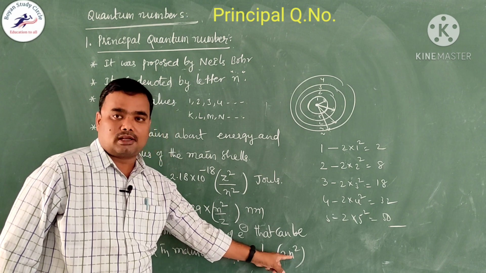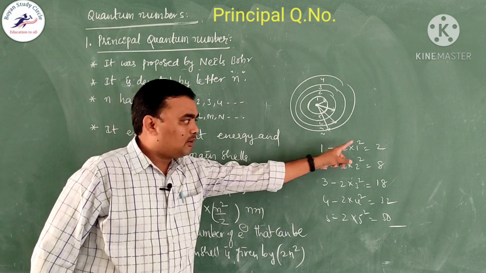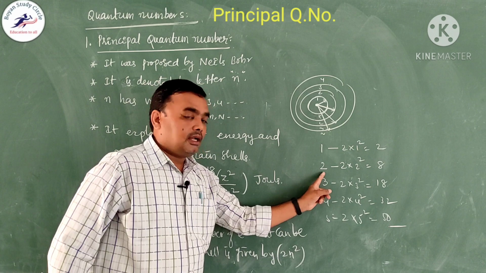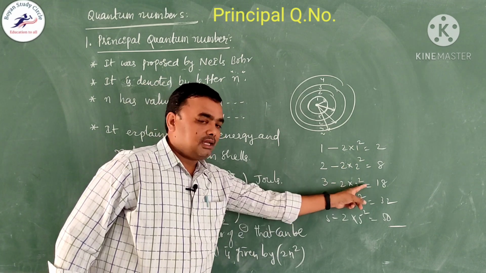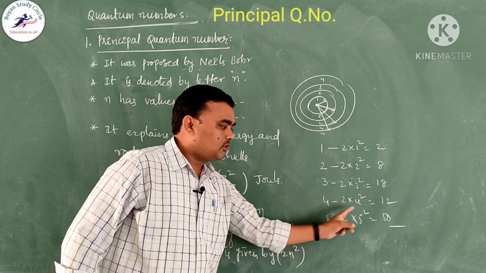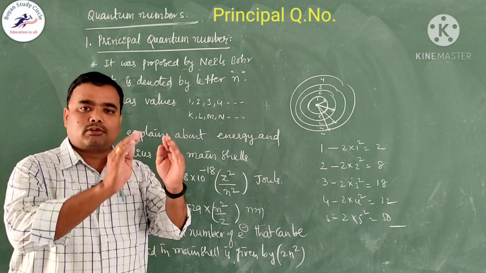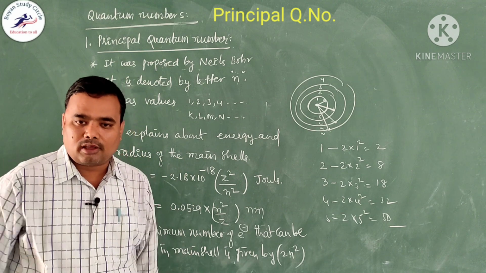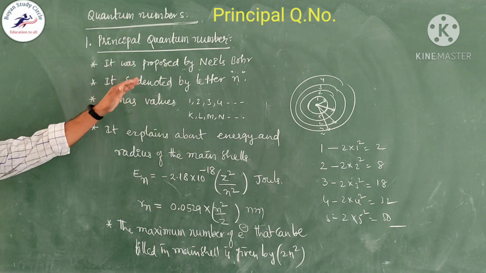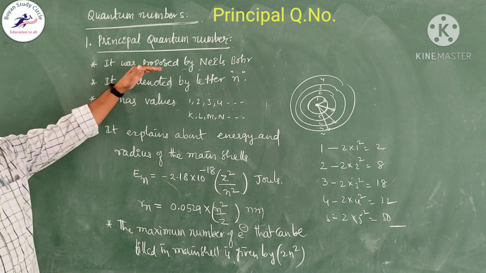Here n is the principal quantum number. That means, if you take the first orbit, the maximum number of electrons is 2, in the second orbit 8, third orbit 18, fourth orbit 32, and fifth orbit 50 electrons. In that way you can count for any orbit the maximum number of electrons that can be filled into the main orbit. So, these are some important points that can be covered under the principal quantum number.